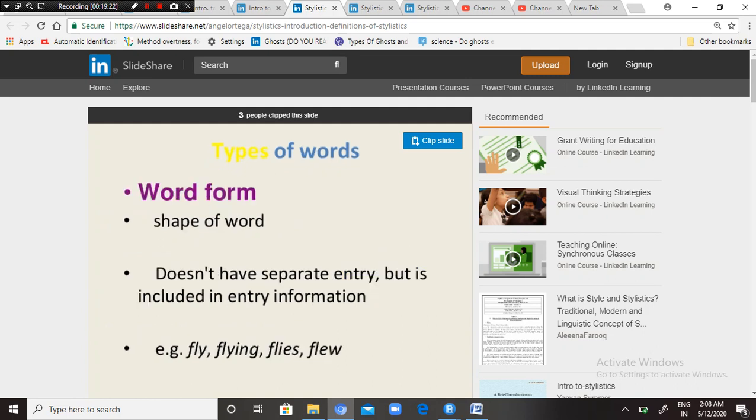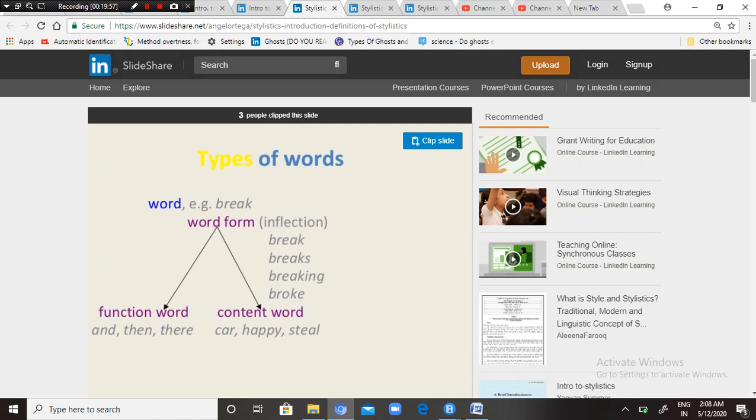Next type of words: word forms. Word forms include the shape of a word. They do not have a separate entry but are indicated in the entry information, for example fish, flying, flies, flew. Okay, next, types of words.